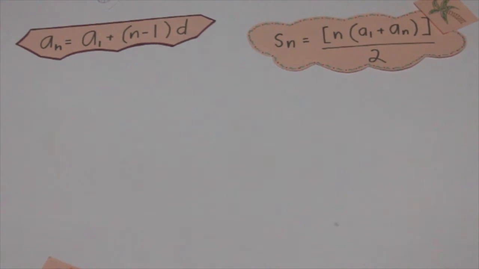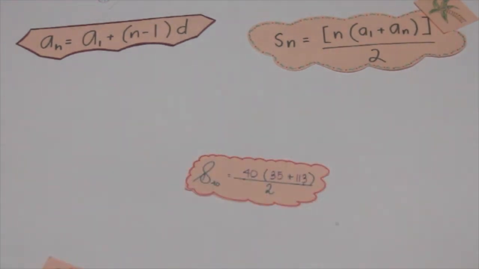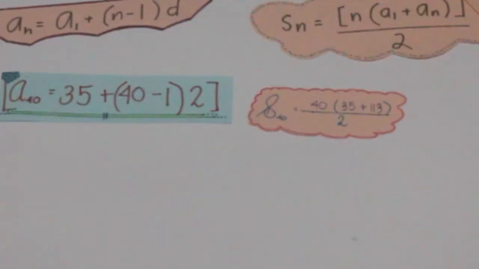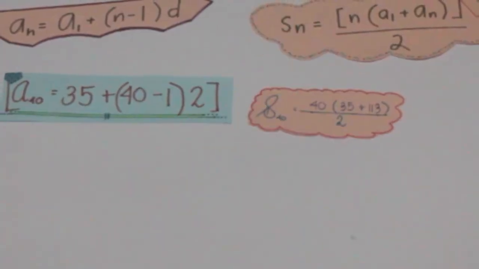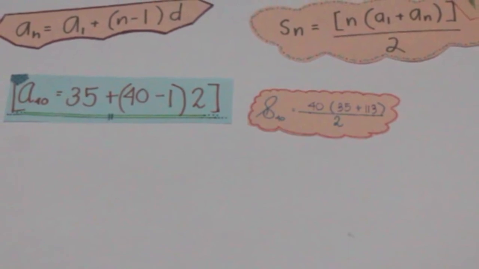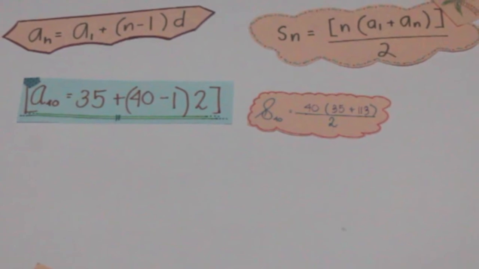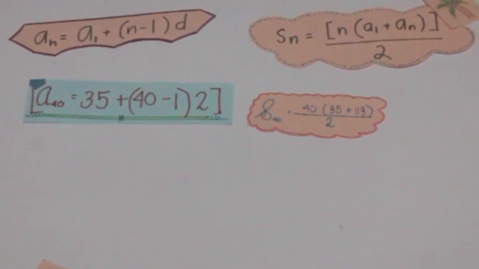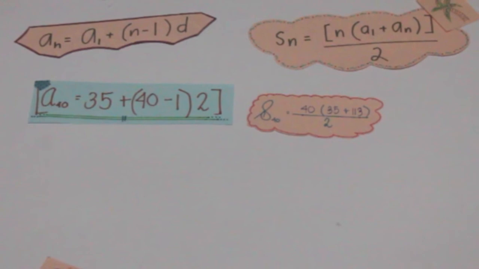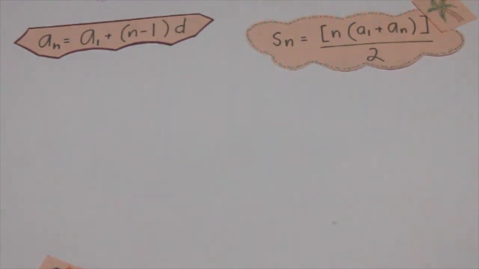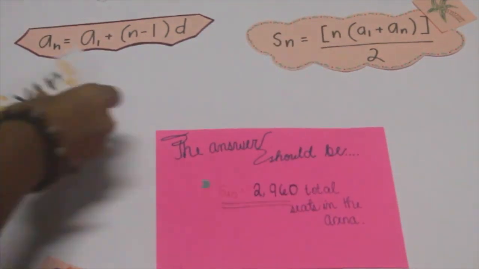The second step is to plug in all the values of the given to the formula. It will be a sub 40 is equal to 35 plus 40 minus 1 times 2. The third step is to solve and plug in the answer to the series formula, which is n times a sub 1 plus a sub n over 2. It will look like this. Now, we solve. Following all the steps, the answer should be.